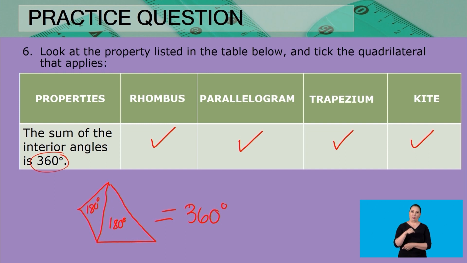So we now know that we can identify each quadrilateral if we are just given the properties of that particular quadrilateral.